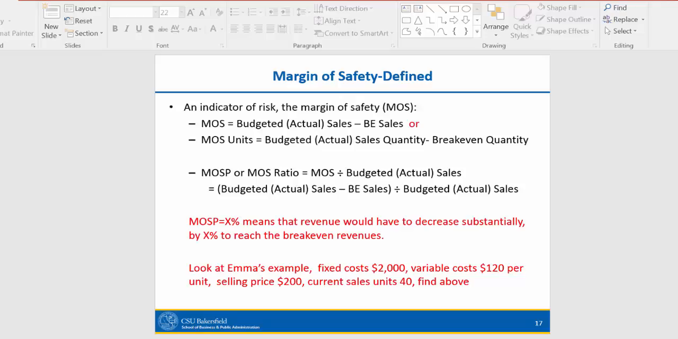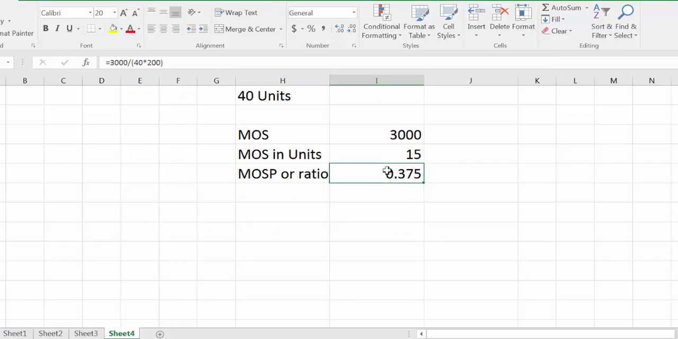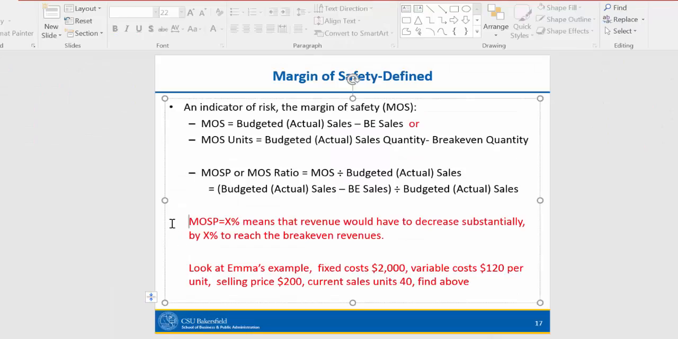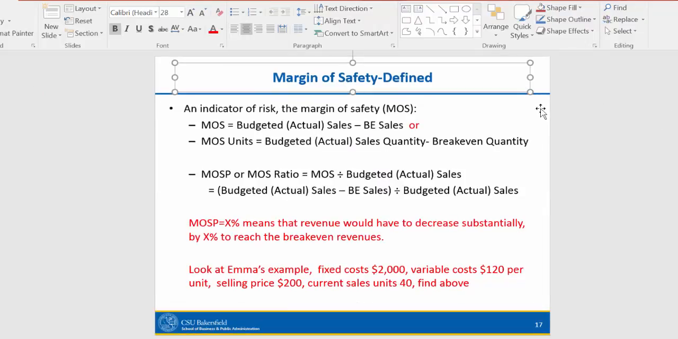You can see that for this small business, 37.5% is actually a pretty nice number, but the dollar amount is only 3,000. I hope you understand the margin of safety here. In exams, make sure that you know the concepts of all these issues or formulas, know how to apply them to a particular question, and know how to interpret your results, how to explain to people how risky the business is and how safe the business is.